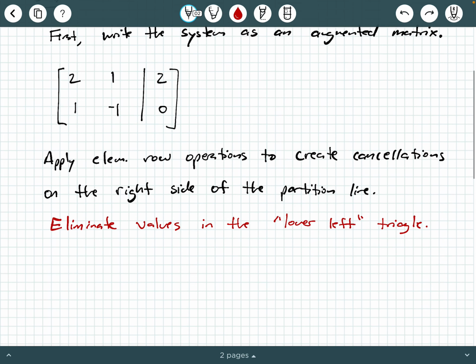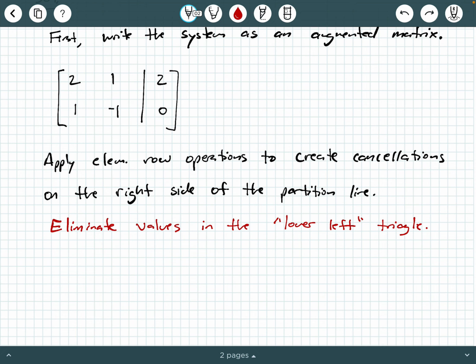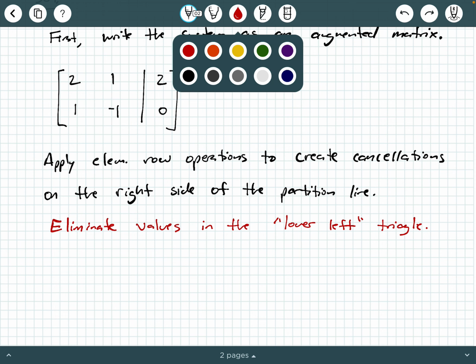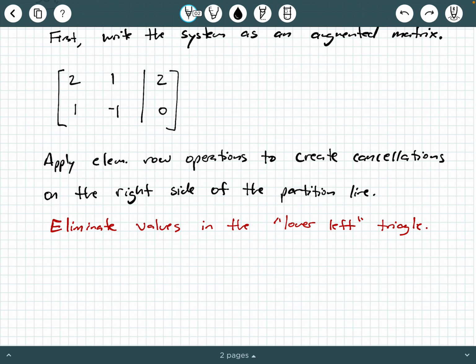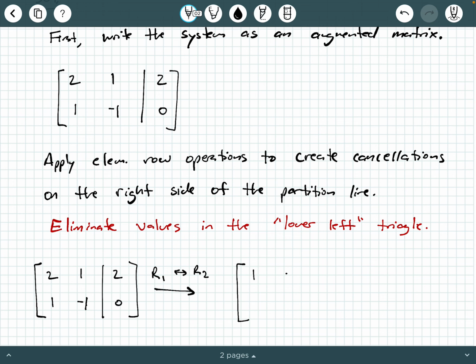So here's what I'm going to do. As you know, I also like to avoid fractions, so I'm going to do this while trying to avoid fractions. Watch what I'm going to do. I'm going to rewrite this matrix 2, 1, 2, 1, negative 1, 0, and perform an elementary row operation. I'm going to interchange row 1 and row 2. And so I'm going to rewrite this like the following. I've interchanged row 1 and row 2.